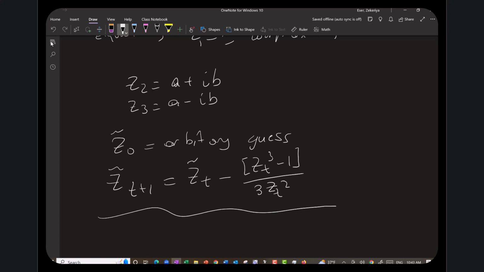Anyway, you do this in the complex domain. There's no reason you cannot cube a complex number. This process is going to converge. It's going to do one of 4 things. It's going to converge to the first root, which is 1. It's going to converge to the second root, a plus ib. It's going to converge to the third root, a minus ib, or it's just going to explode. It's not going to converge anymore. That is possible. Unless you safeguard the process, that can happen.